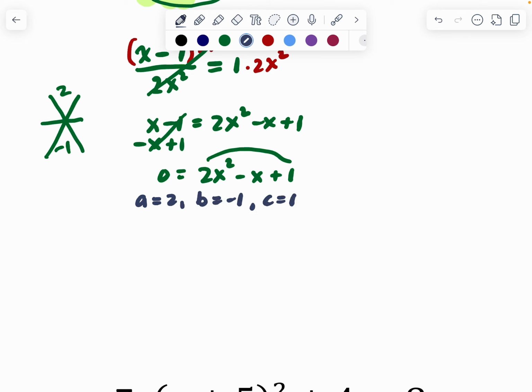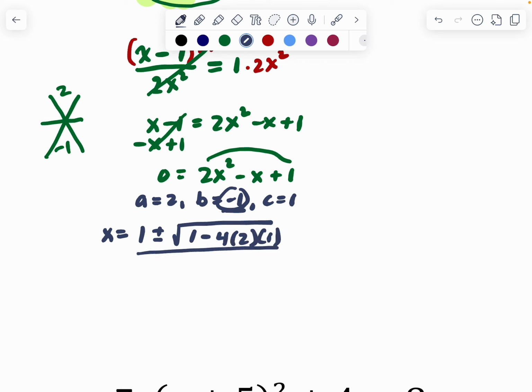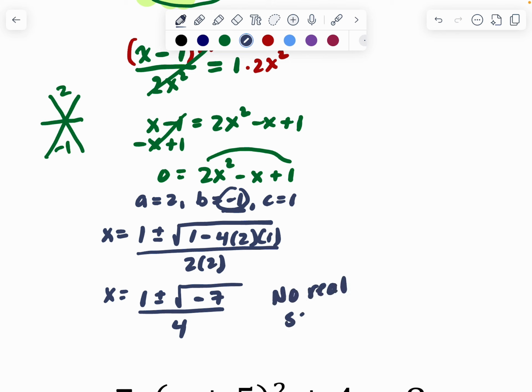So remember, the quadratic formula is x equals negative b. So the negative b, if I make that negative again, that's going to become positive. Plus or minus the square root of b squared. If I square negative 1, I'm going to get a 1. Minus 4 times a times c, all over 2 times a. So fixing this up, you're going to get 1 plus or minus the square root of 1 minus 8, which is negative 7, all over 4. So you can either leave it like that, I would take that, or you could just say no real solution. So either one of these are totally fine.